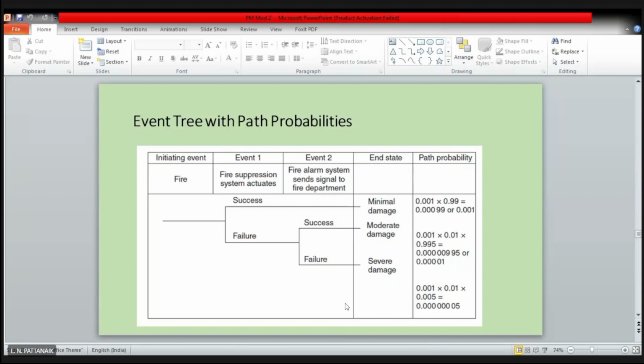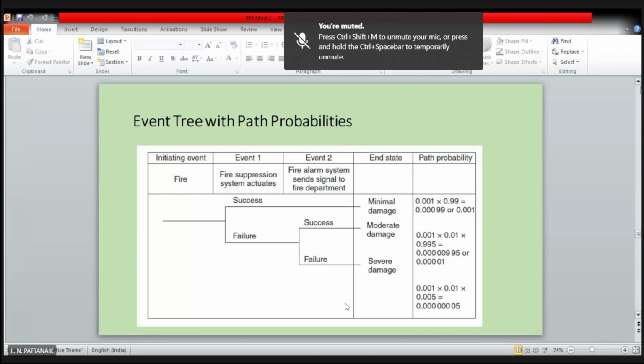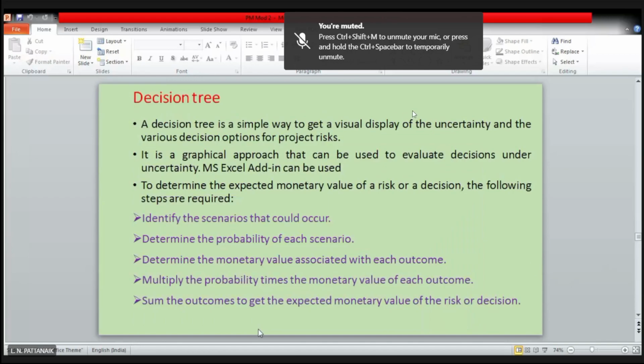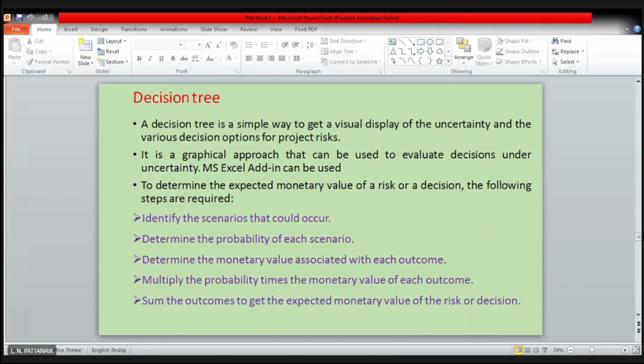Do you have any questions in this? Can you hear me? Am I audible? You are following all this? Event tree and all that? Yes, sir.